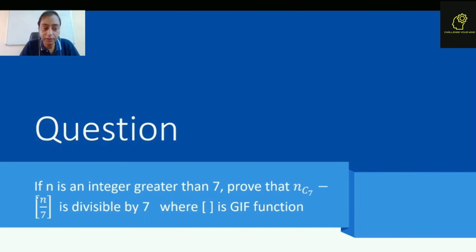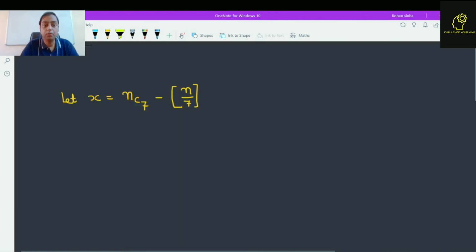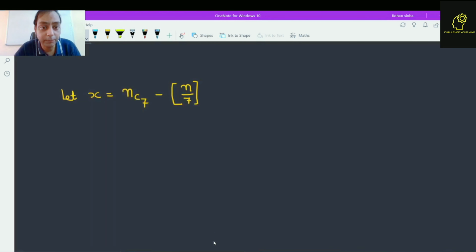And what about this function? This function is the greatest integer function. GIF here is greatest integer function. Now I am going to give a very interesting solution of this question. According to the question, it is given that x is equal to nC7 minus GIF of n by 7.